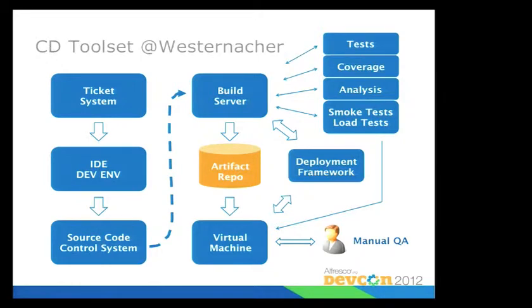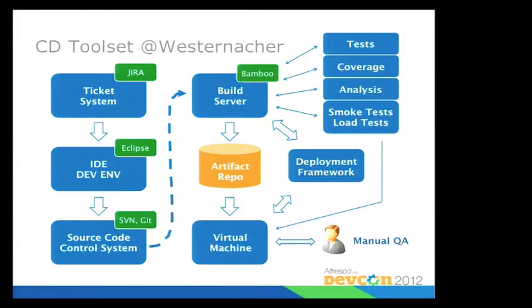Now, how did we fill all these boxes in? I mean, which products are we using at Westernacher? So we are using Jira from Atlassian as a ticket system, Eclipse. I think most people will use that here. We're using Subversion and are experimenting with Git at the moment. We use Bamboo as the build server, so it's also a product from Atlassian. For the artifact repo, we're using Artifactory, which is a Maven compliant repository.